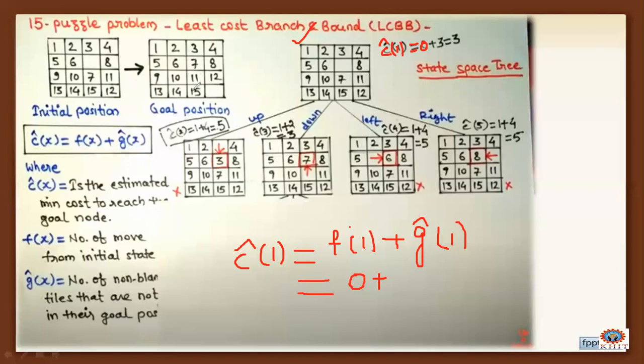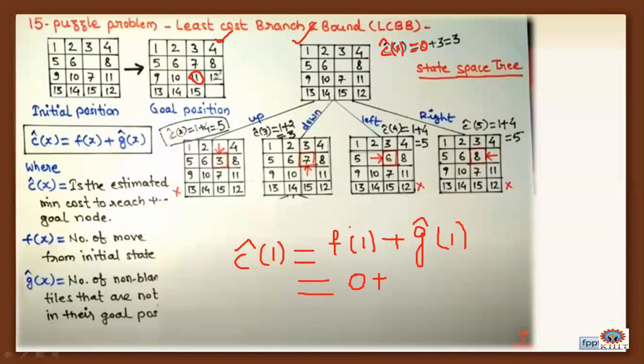Sorry, I need to compare these two. So I need to compare the goal position with the initial position, and see how many changes have occurred. If you compare the number of blanks with the goal position, this value is to be changed. Why? Because 7 is there, but 11 is there.